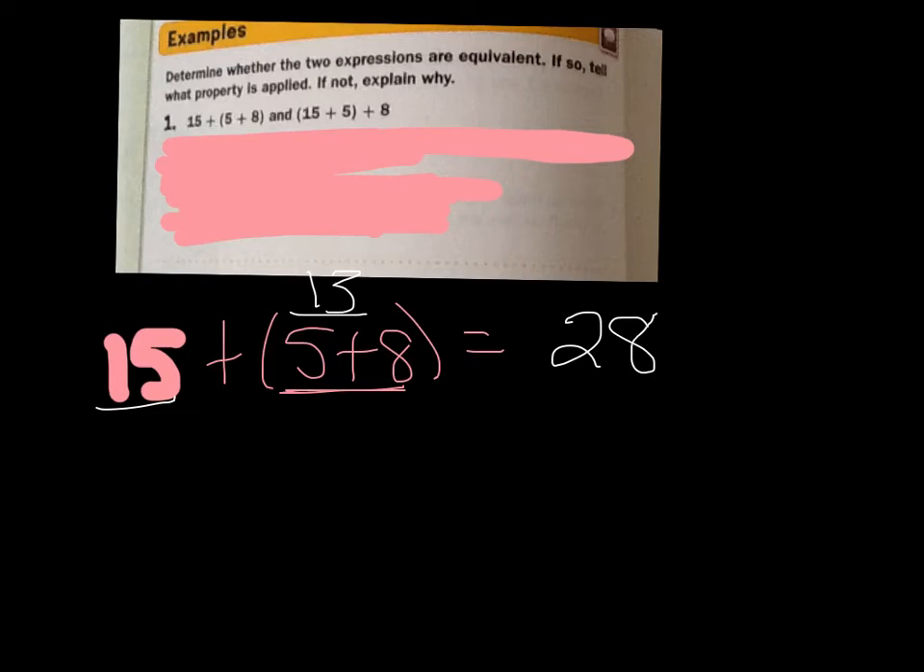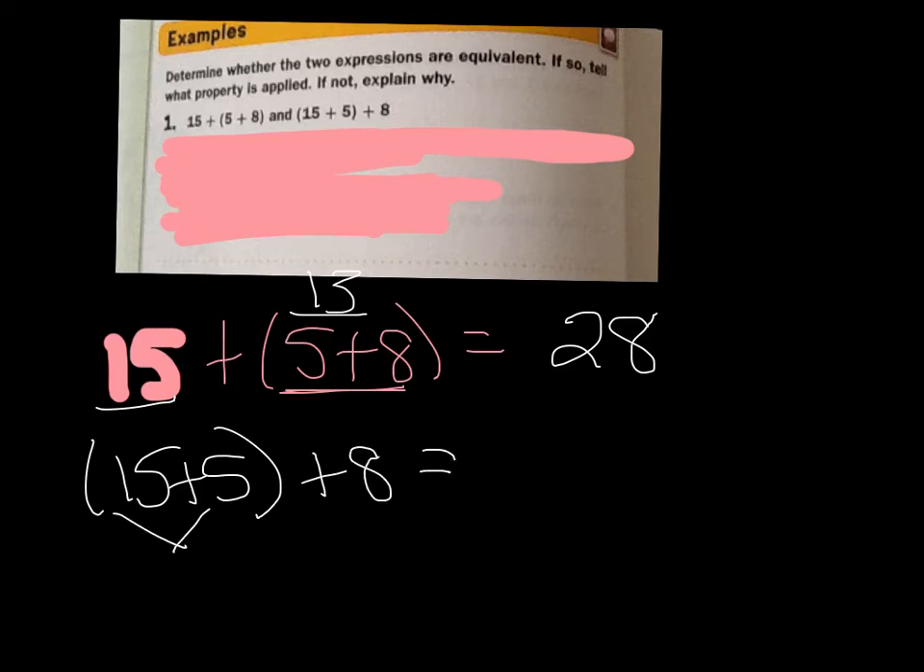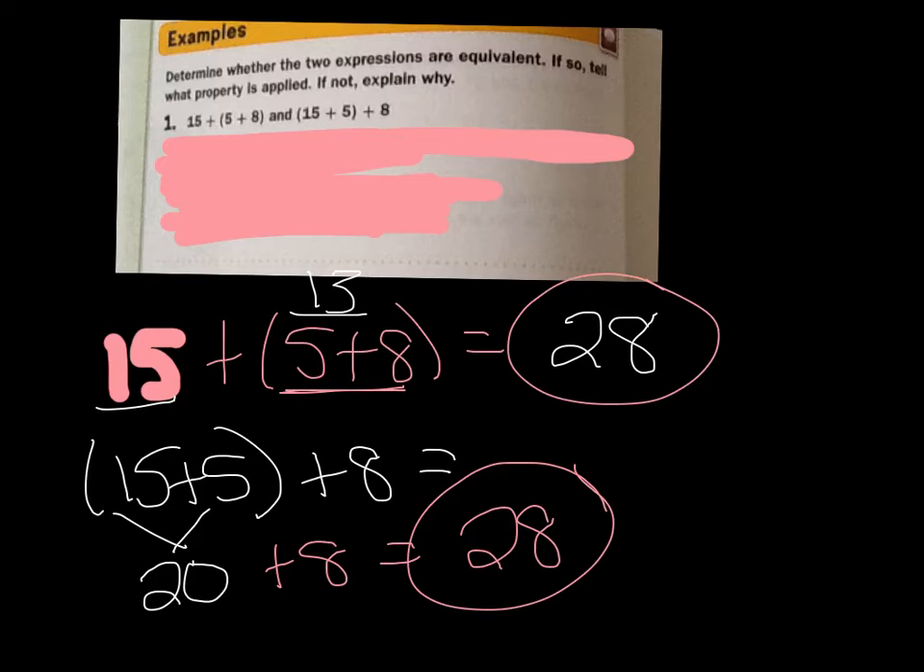Now let's try the other one. It wants me to take 15 plus 5 first, and then add 8. Well, 15 plus 5 is 20, and then I'm going to add 8, which gives me 28. So these are equivalent because I get the same answer. And what property is that? That I can add parentheses and still have the same. Well, if you look at your property chart, this is actually the associative property.